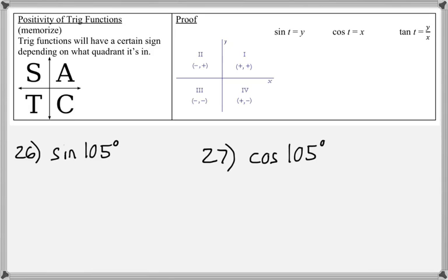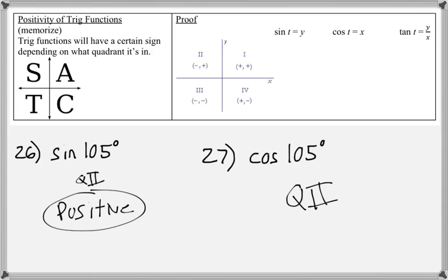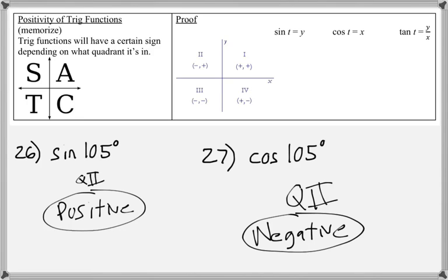So they'll ask you to figure out if the value of a trig function is positive or negative, and it really just depends on what quadrant you're in. So sine of 105, that is quadrant 2, and sine is positive in quadrant 2. Cosine of 105, it's the same angle, so same quadrant, but cosine is negative, so you would get a negative value. They just want to know, is it going to be positive or negative? They don't want to know the exact value. So sine of 105 is positive, cosine of 105 is negative.